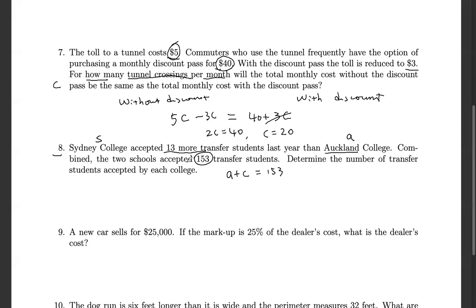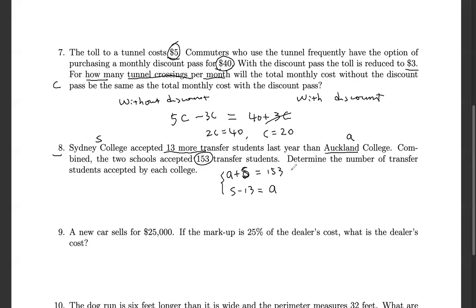Sydney accepted 13 more students last year than Auckland. So that means S minus 13, because he has more, equals Auckland's transfers, because Sydney has 13 more. So now, this is the S, right, A plus S equals 153. And S minus 13 equals A.